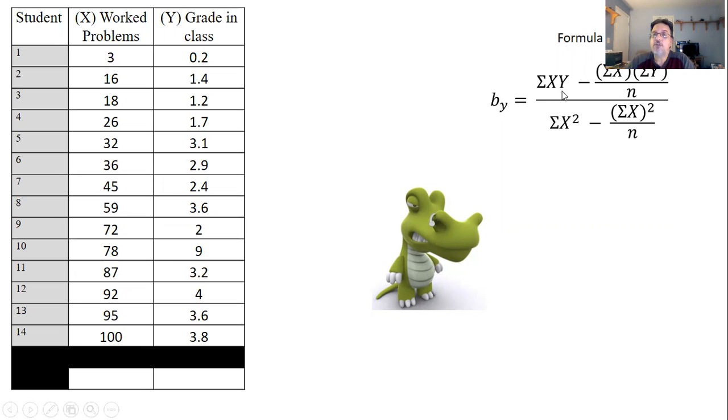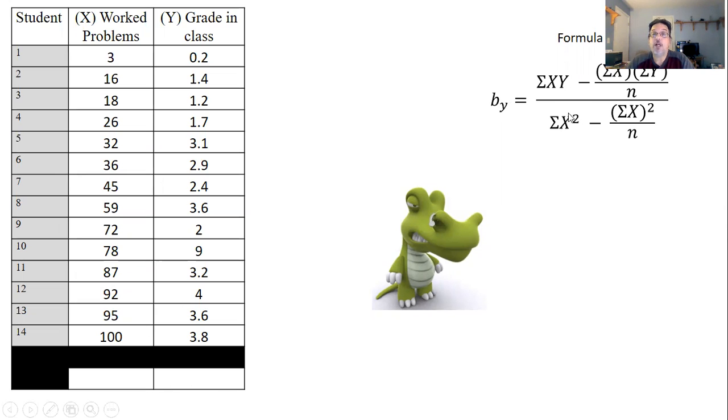First thing I'd want you to do is look to see what columns you would have to calculate based on what's in the formula. So looking at this, for the formula for slope, the first thing is the sum of the XY column. So of course, we're going to need to calculate an XY column. Sum of X, sum of Y. Okay, those columns are right there. We know to sum those up.